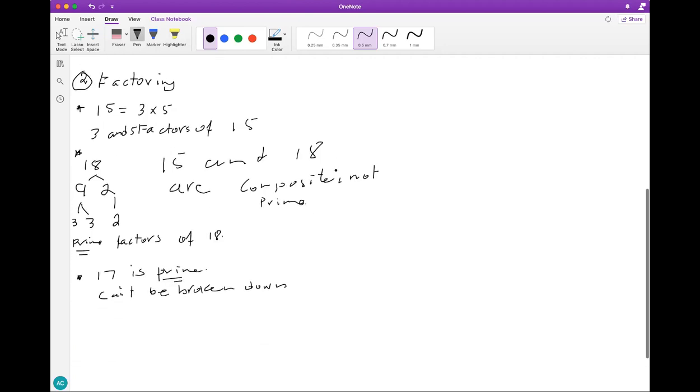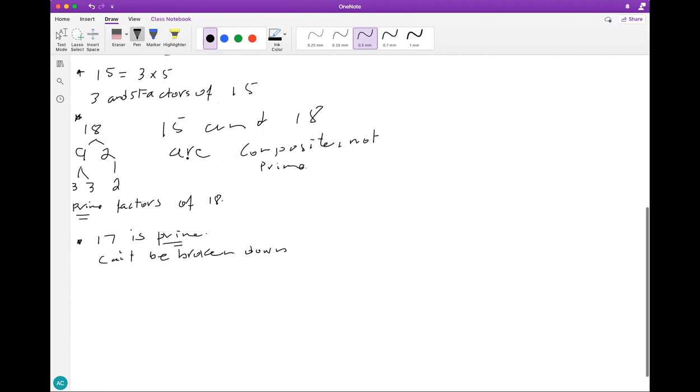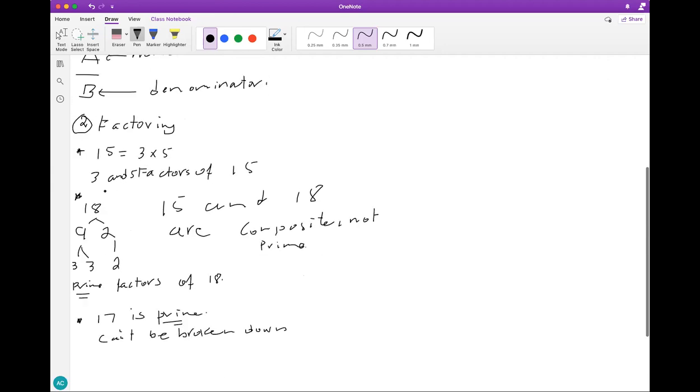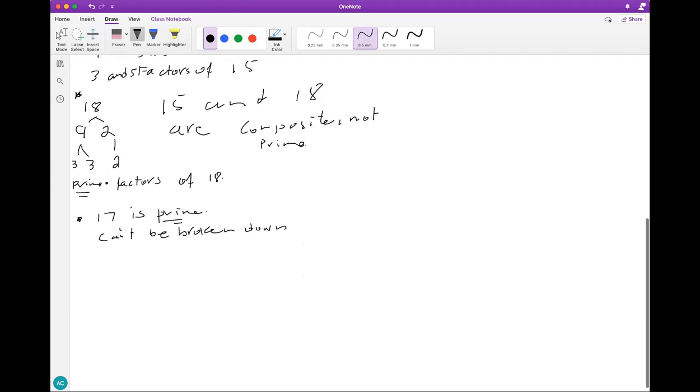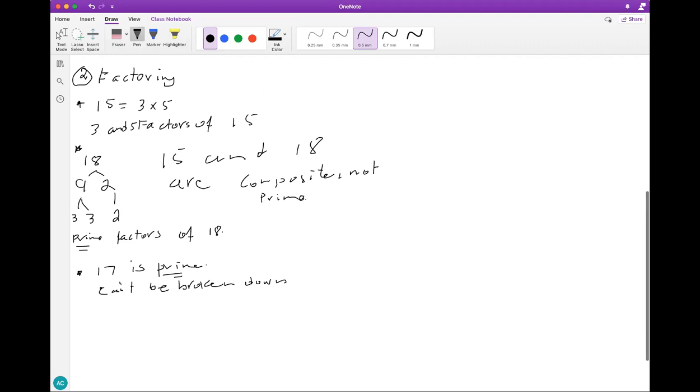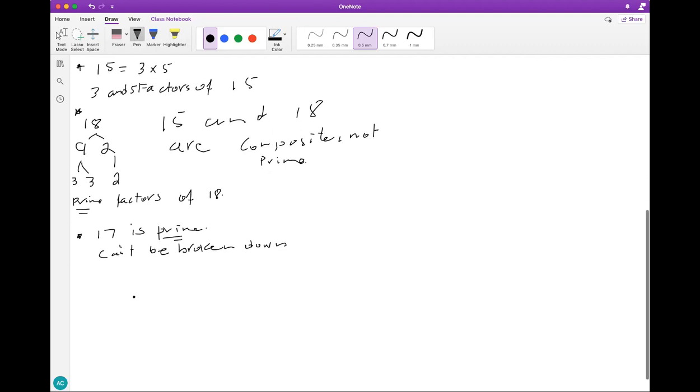All right, so that's basically what factoring is. It could be a large number. It doesn't matter how big it is, you just keep breaking it down until you can't divide anymore. And the numbers you get are called prime factors. This one here is a prime itself. It cannot be broken down. You can only say 17 times 1, which is not much. So basically a prime number can only be divided by itself and 1.